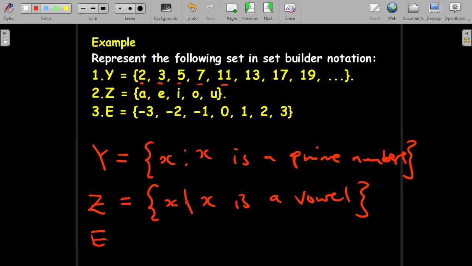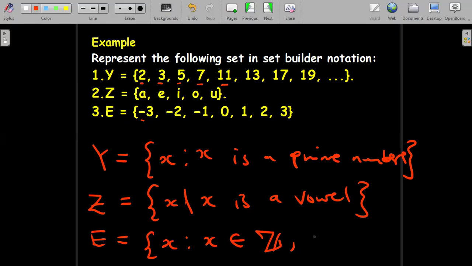Then the other one, we have E there. So notice it's from negative what to 3 there. So if I was to write this, I'm going to write X such that. When I look at these numbers, these are integers that are listed in this set E. So I can write such that X is a member of integers. First of all, I should state that it's a member of integers.